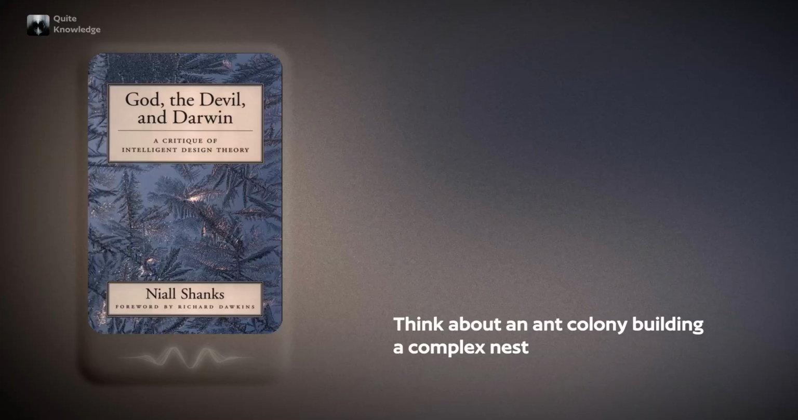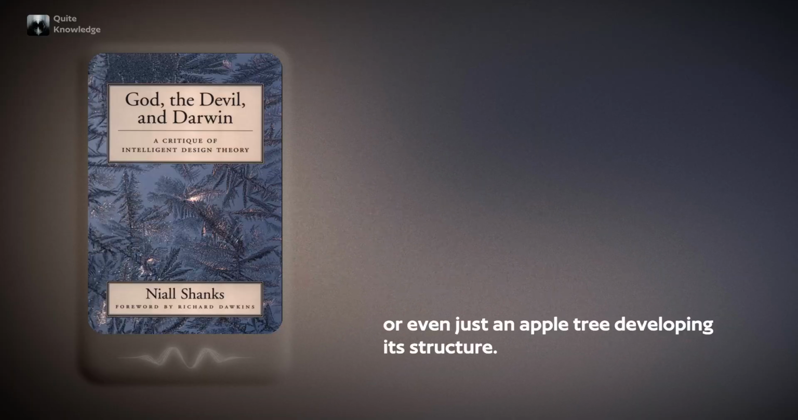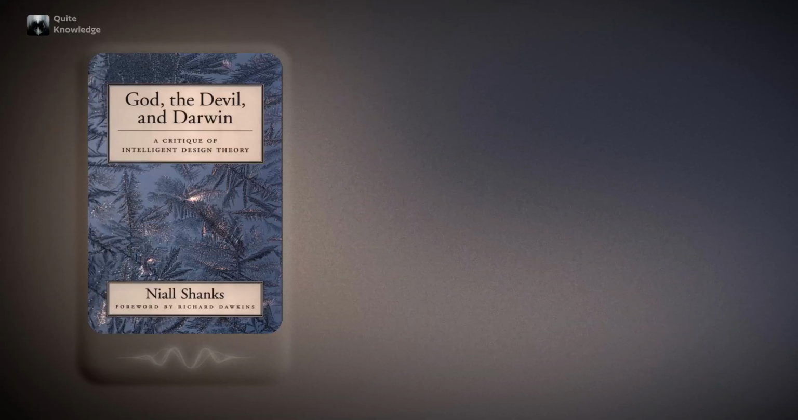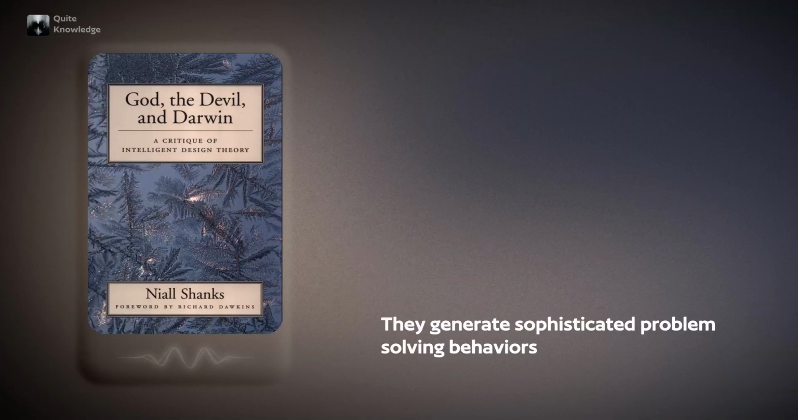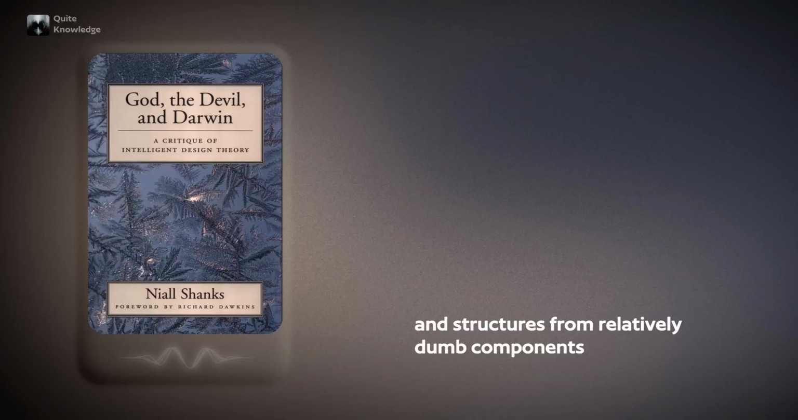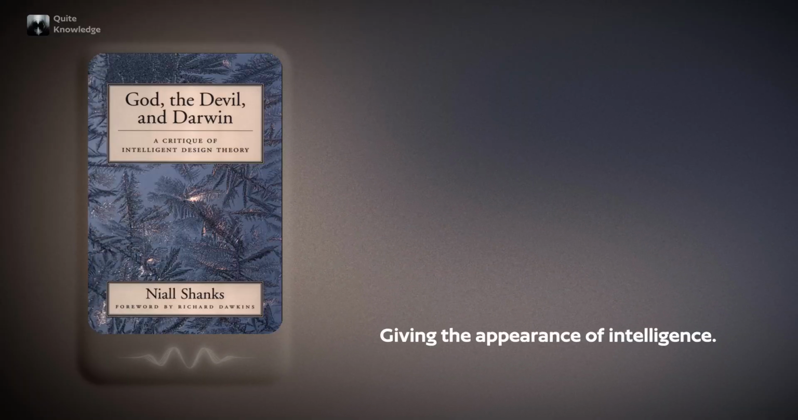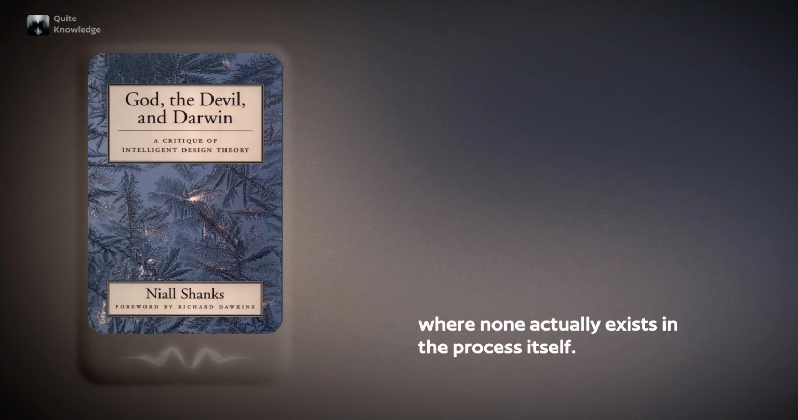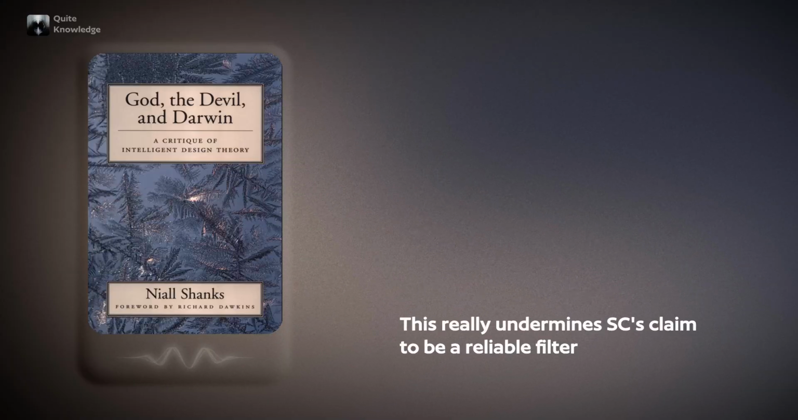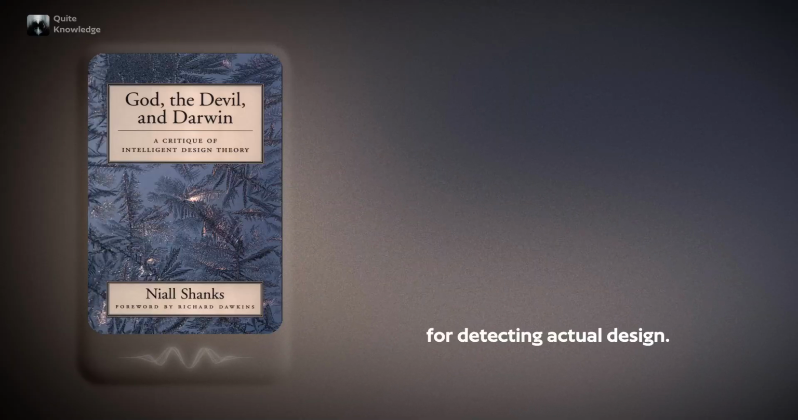Think about an ant colony building a complex nest, or even just an apple tree developing its structure. These are self-organizing systems. They generate sophisticated, problem-solving behaviors and structures from relatively dumb components interacting locally. Giving the appearance of intelligence. A very strong appearance of intelligence and purpose where none actually exists in the process itself. This really undermines SC's claim to be a reliable filter for detecting actual design.